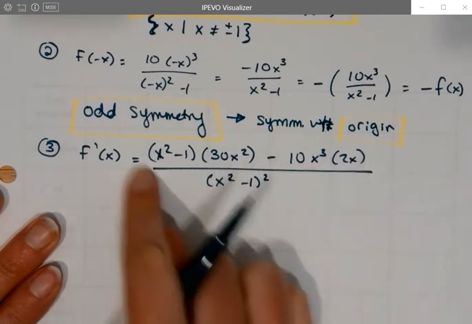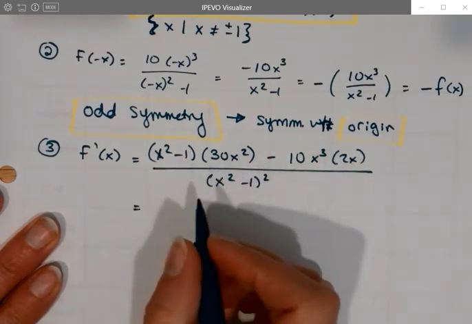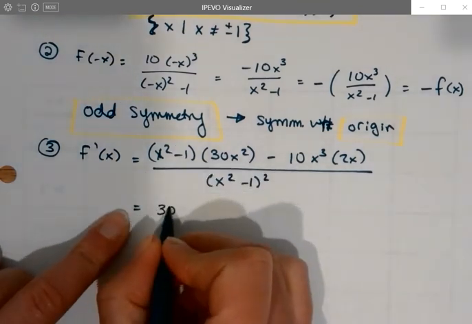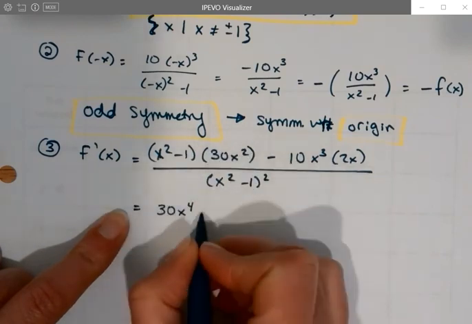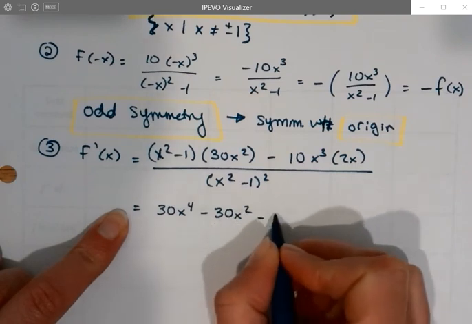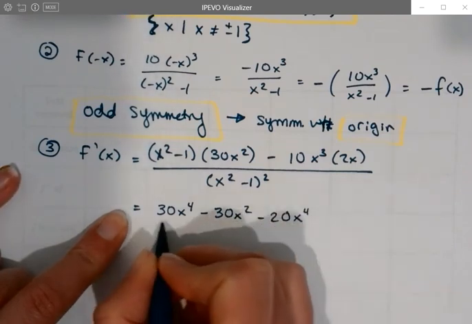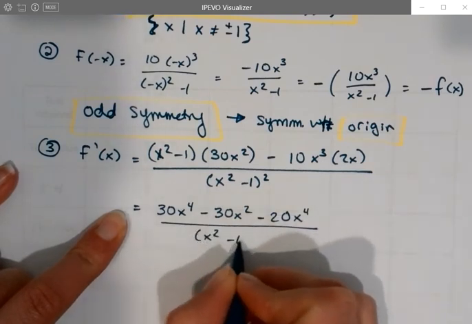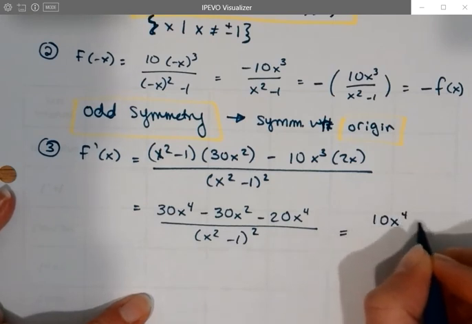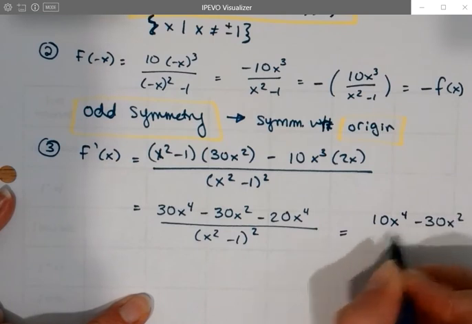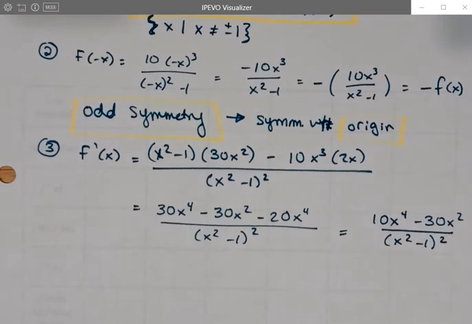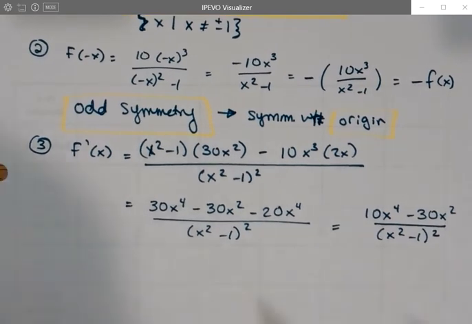When you're using your project, you can type this version in just to make sure, but you have to simplify to get the second derivative anyway. So the second derivative, first of all, I'll simplify this. I've got 30x to the fourth minus 30x squared minus 20x to the fourth, there we go, over the x squared minus 1 squared, and if I combine like terms on that, I'm going to be having 10x to the fourth minus 30x squared, and then I have my x squared minus 1 squared. Okay, so that gives me my first derivative simplified.